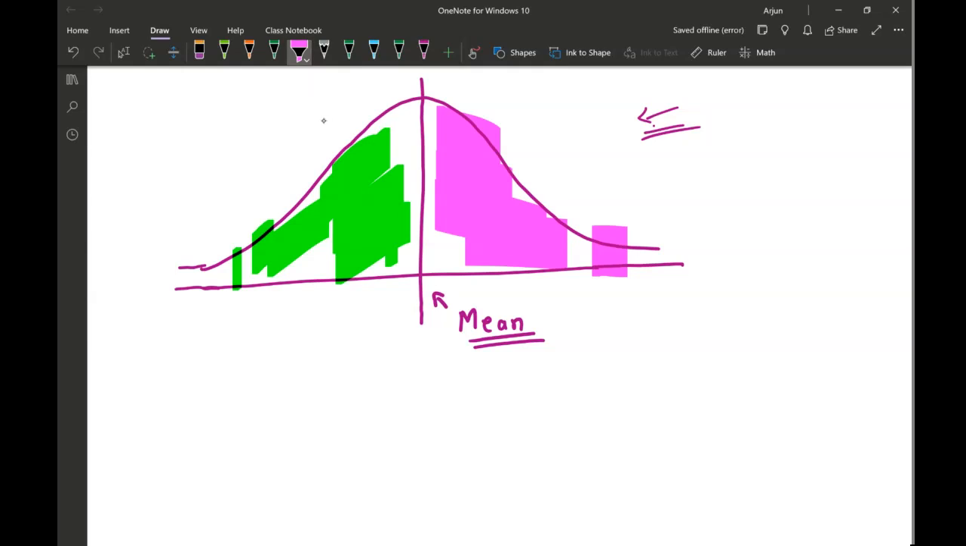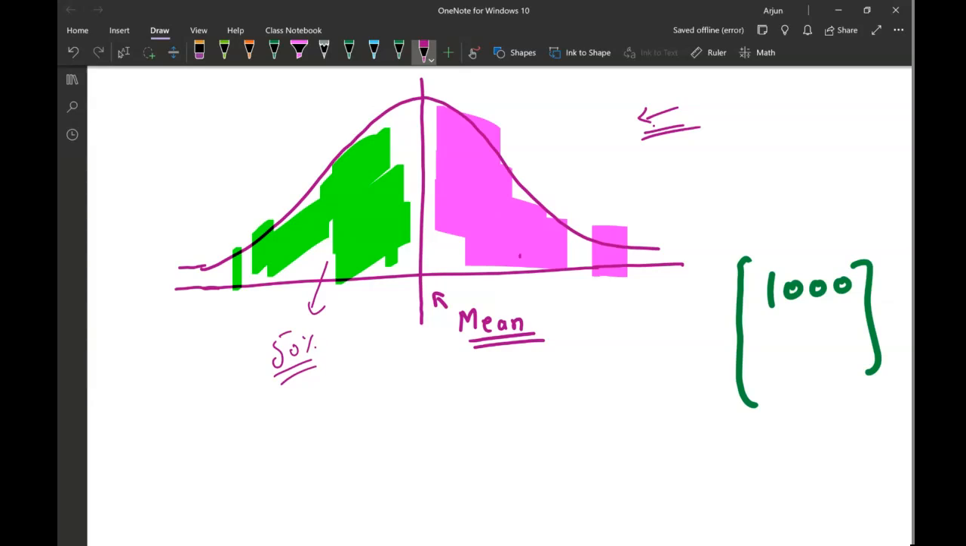And in terms of the data, let's say you have 1,000 data points, so you can say that 50% of the data points will be on the left hand side and 50% of the data points will be on the right hand side of the mean line.